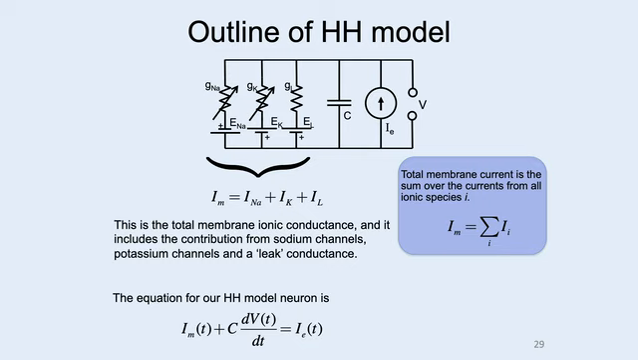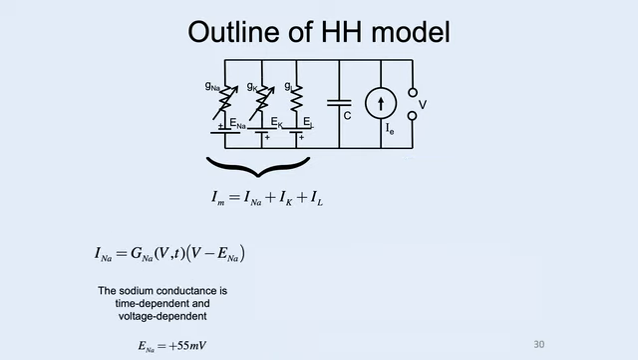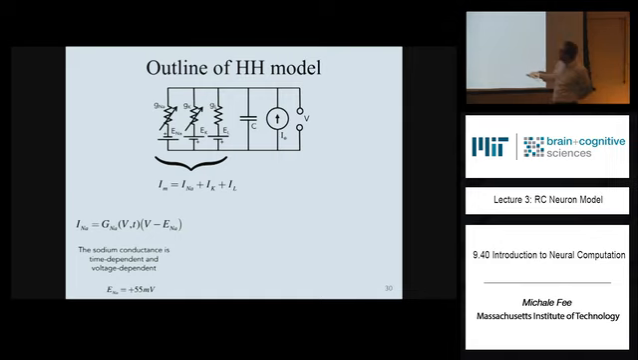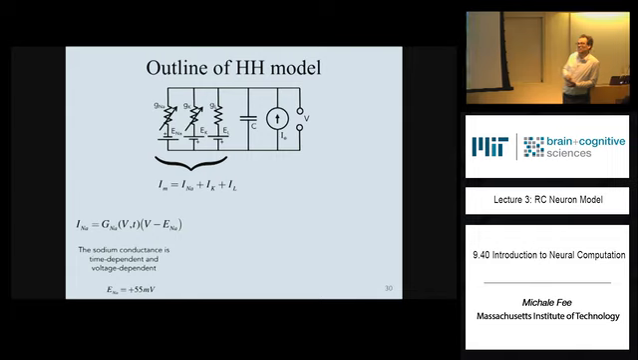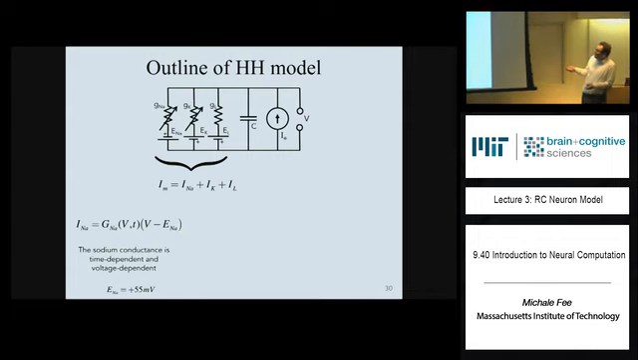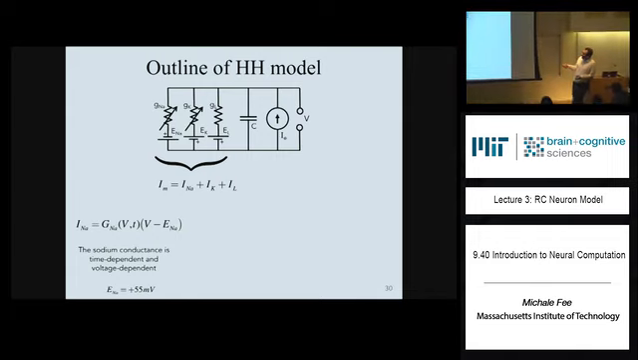The equation for our Hodgkin-Huxley model, again using Kirchhoff's current law, the sum of all the currents into these nodes has to equal 0. So the membrane ionic current plus the capacitive current equals the injected electrode current. Now, each one of these currents can be written down in the same form that we developed before for our potassium conductance.